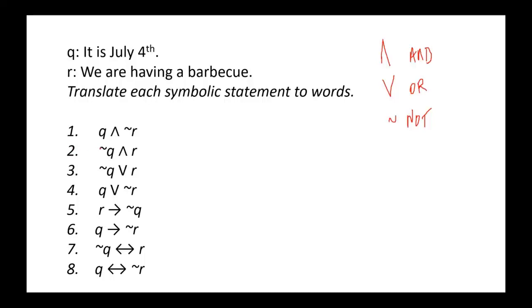Number two, it is not July 4th, and we are having a barbecue. As I just pause here, you will have homework like this. This is why I'm practicing it. So there will be sentences where you have to pick out which sentence is the correct translation. Number three, it is not July 4th, or we are having a barbecue.